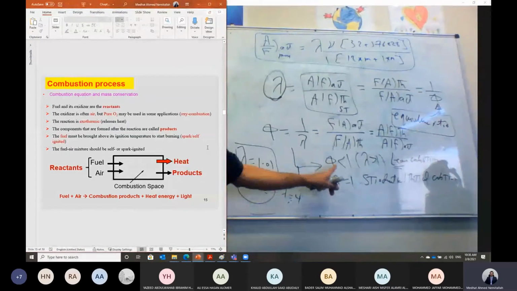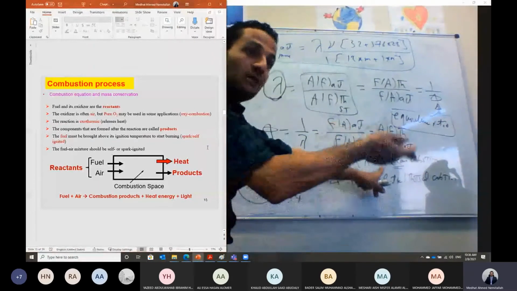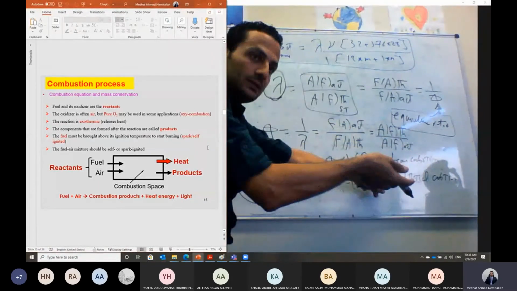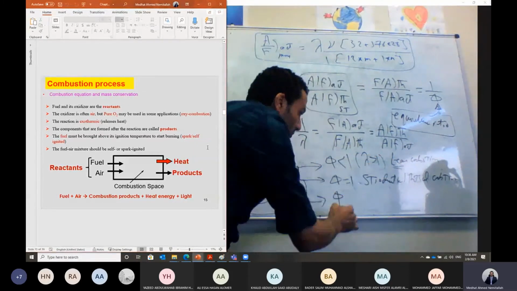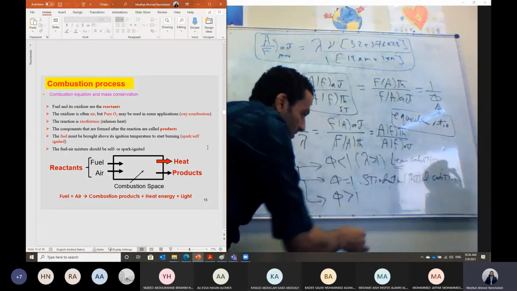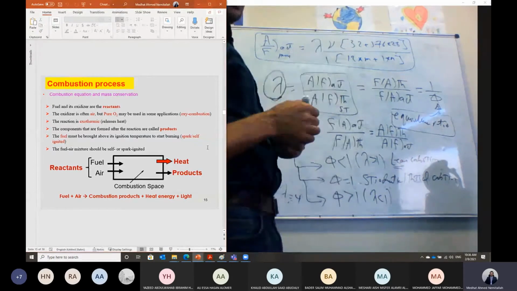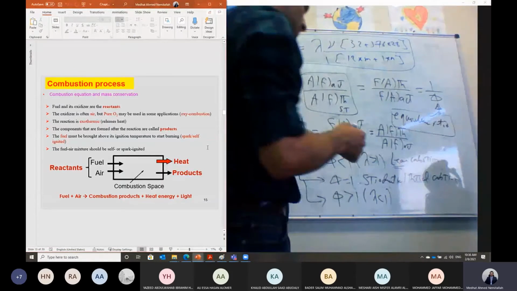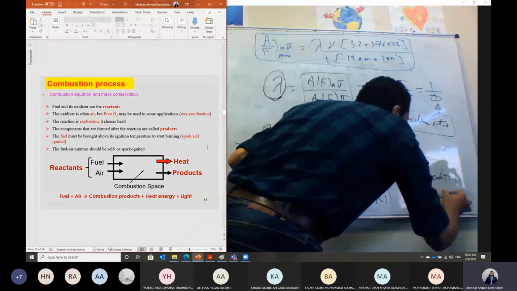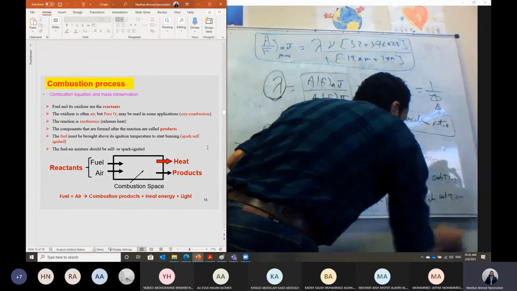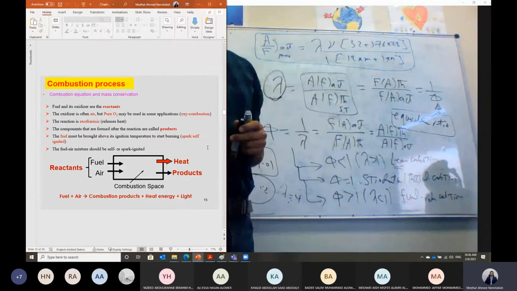So if phi is less than 1, that means lambda is greater than 1. That will mean we have excess air, so we have lean combustion. It is the reverse for lambda: if phi is greater than 1, lambda will be less than 1. So we have less air, and the combustion will be fuel-rich combustion or incomplete combustion, because we don't have enough air.